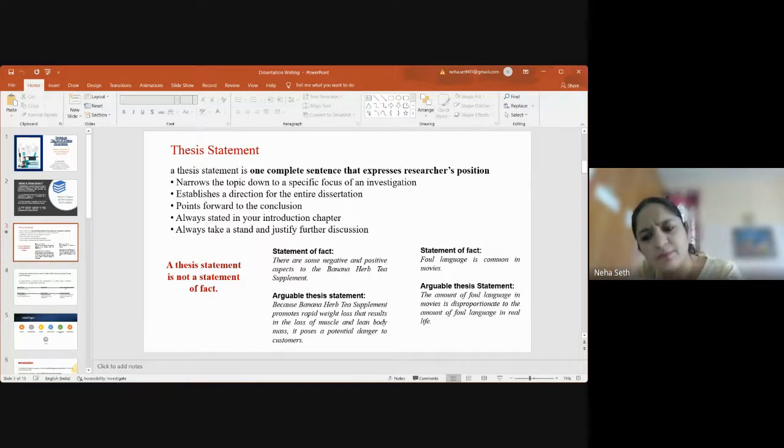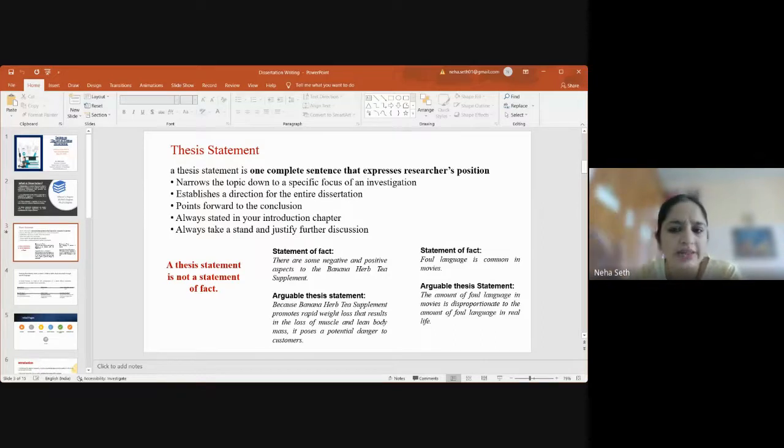Okay, then there is one more example which says that foul language is common in movies. This is a statement of fact. We cannot present this statement of fact in our thesis. Rather, we should put it this way: the amount of foul language in movies is disproportionate to the amount of foul language in real life. Now, this will open the argument. This will lead to some kind of discussion. This will lead to some kind of investigation that the researcher will do to reach a certain conclusion. So our statement of problem should be presented in such a manner.